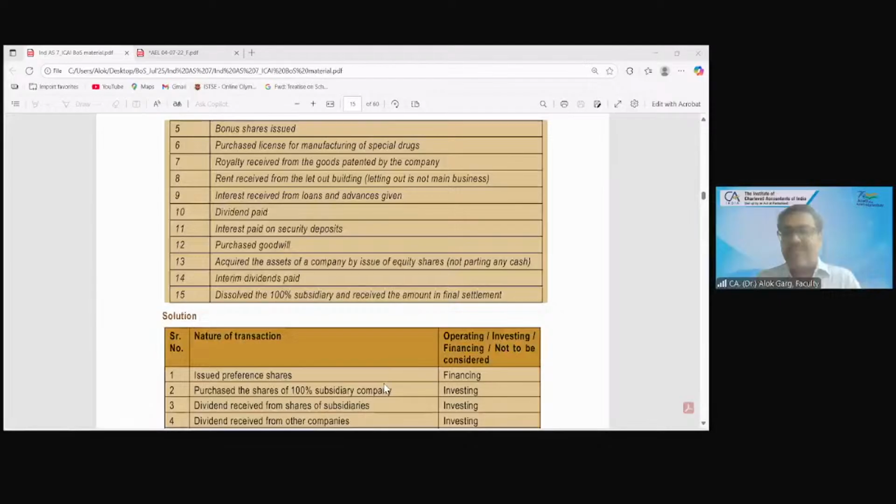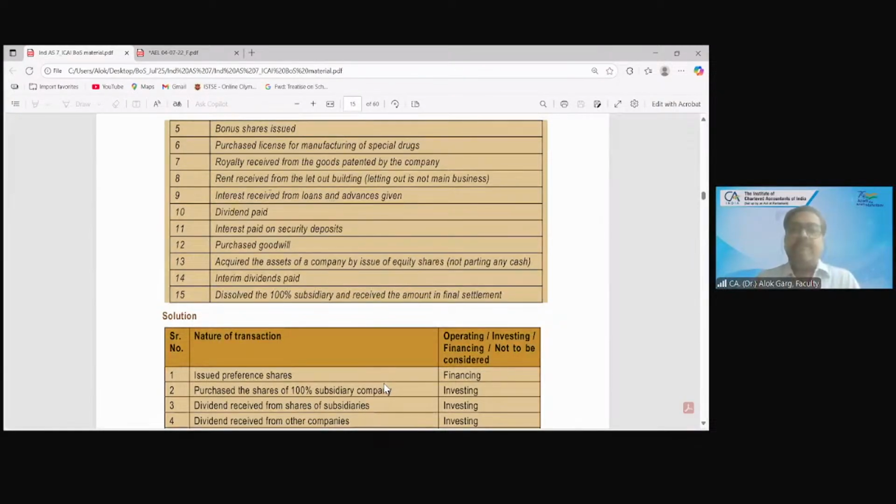Sir, is it investing? Yes, just letting out is not the main business. It's an investing activity, sir. It's an investing activity because it's not the main business. So the company has invested in an investment property, and from the investment property, the company is earning rental income. It's an investing activity, right? Yes, sir. If letting out is the main business, then it is an operating activity.